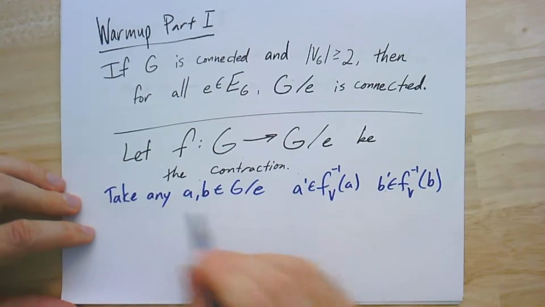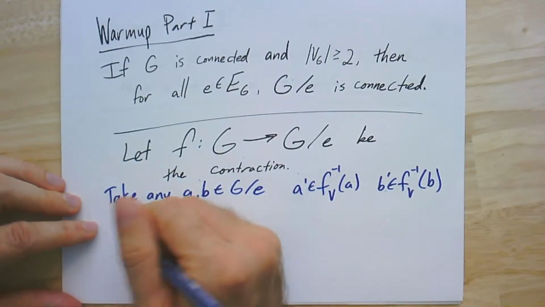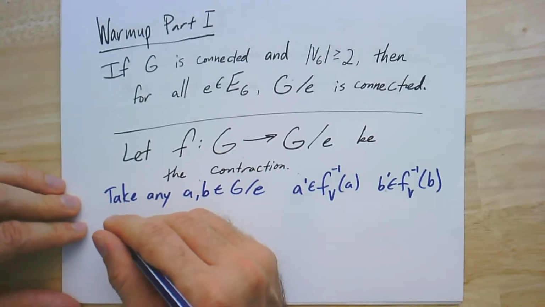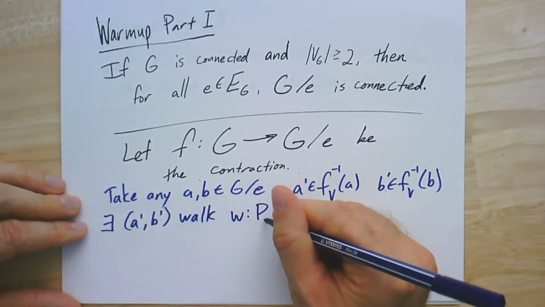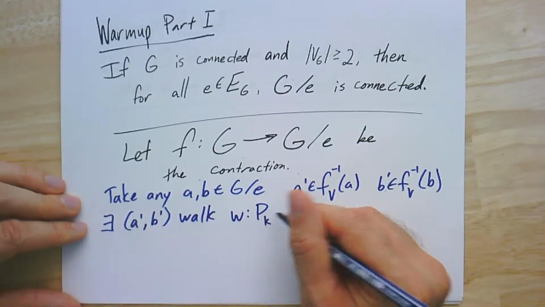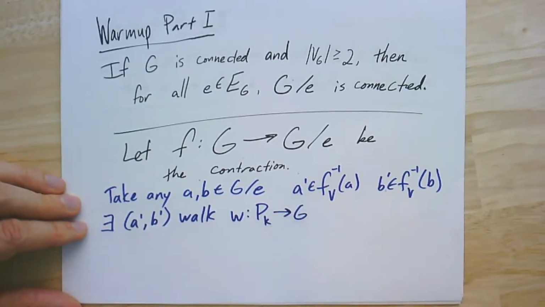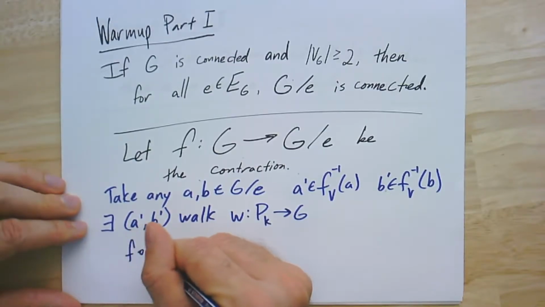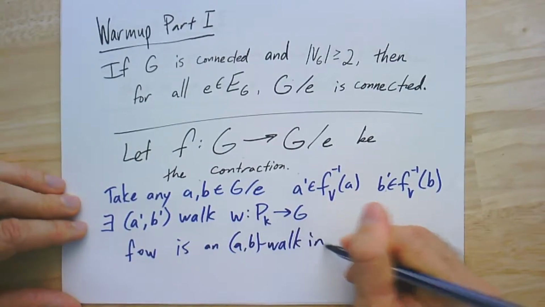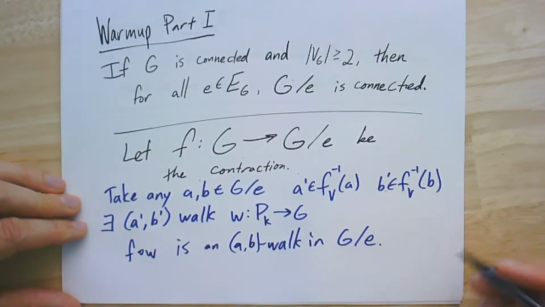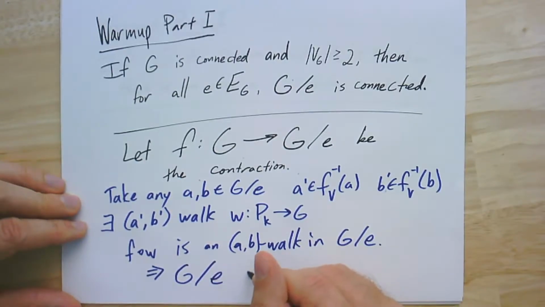And so I take these, and now from A prime to B prime in G, there's a path, or there's at least a walk, let's say. There exists an A prime, B prime walk W, which is a homomorphism from P_k to G for some k, so a path into the graph, and it starts at A prime, ends at B prime. And since G is connected, such a walk has to exist. And now I claim we're done because F composed with W is an AB walk in G mod E. For any two vertices in G mod E, I was able to find a walk between them. Therefore, G mod E is connected.